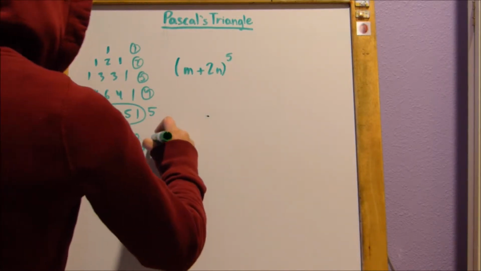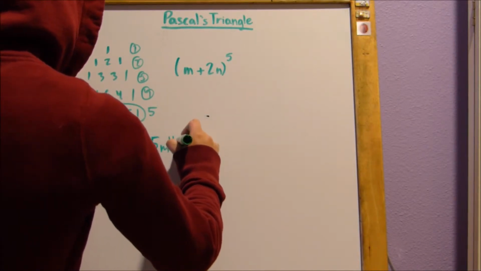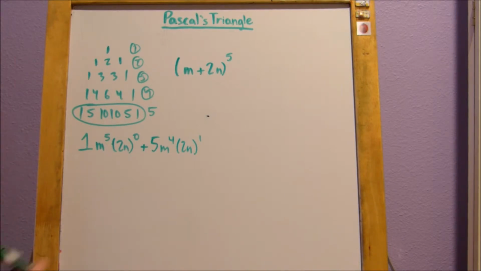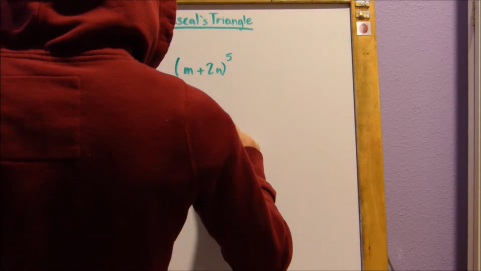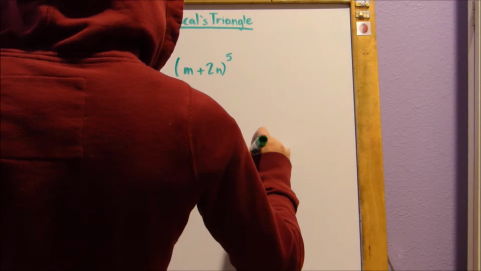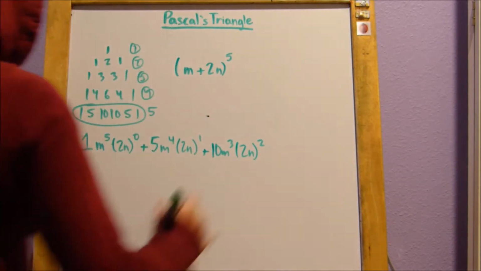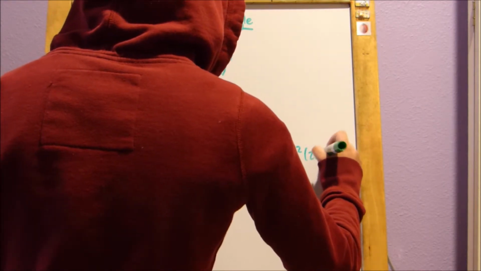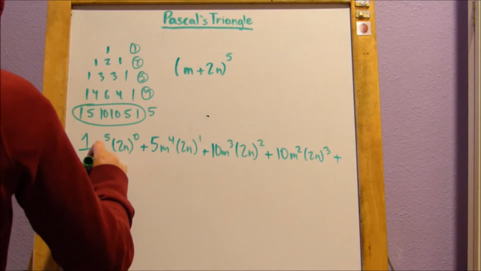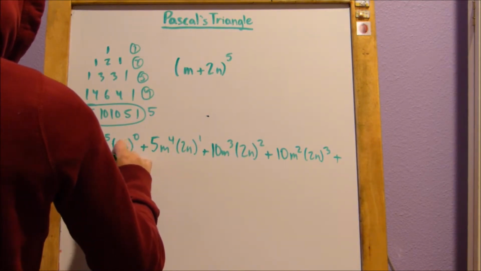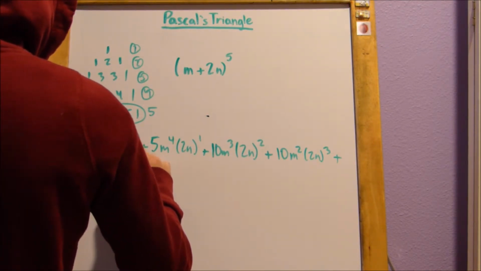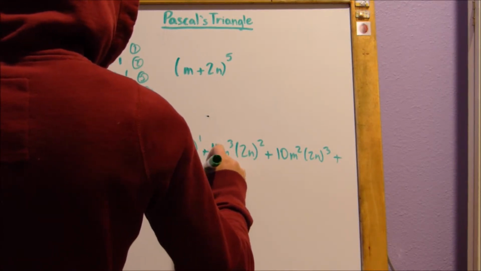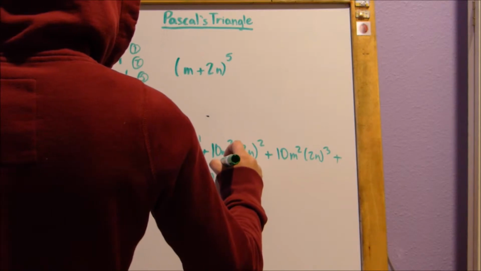Our coefficient is 5. 5m to the 4th times 2n to the 1st. Exponents add up to 5. Let's move on. Plus 10m to the 3rd times 2n squared. Next, plus 10m squared times 2n to the 3rd. Plus 5m to the 1st times 2n to the 4th. Plus 1m to the 0th times 2n to the 5th.